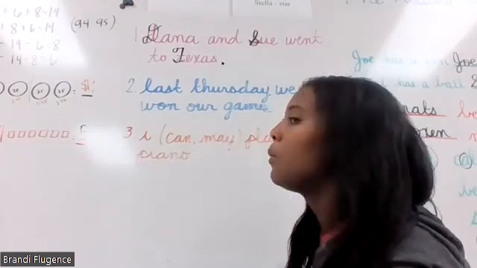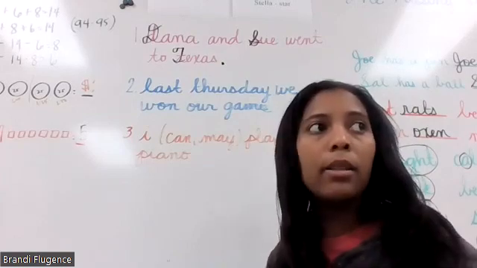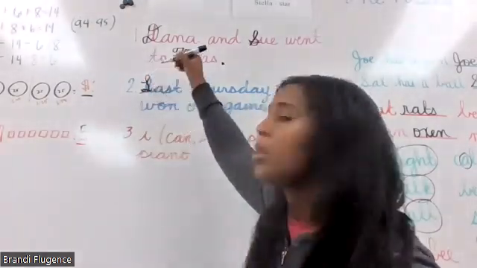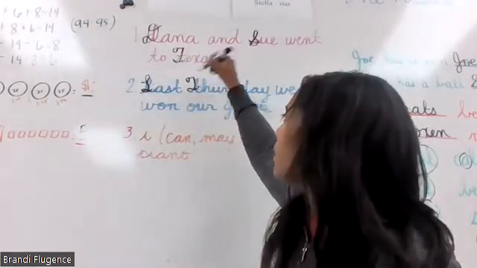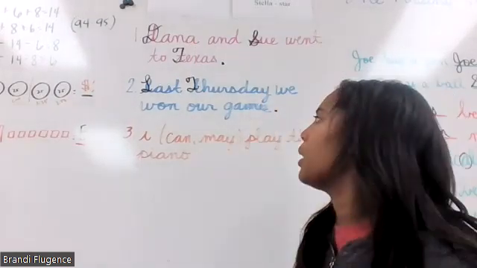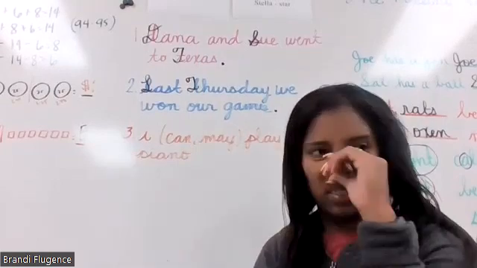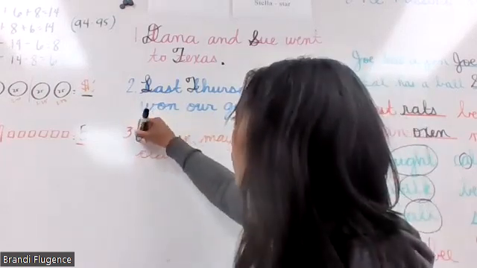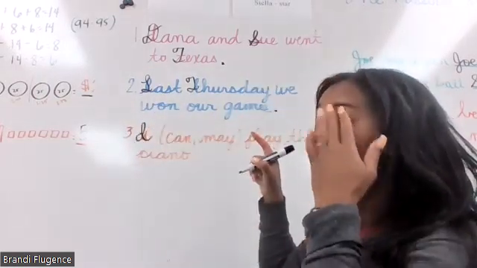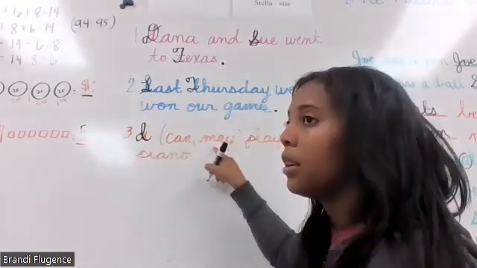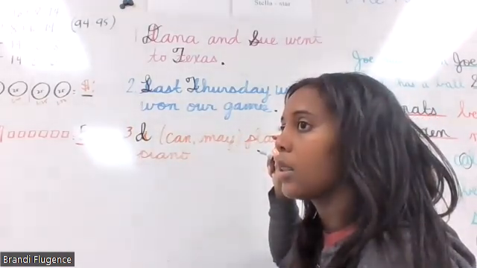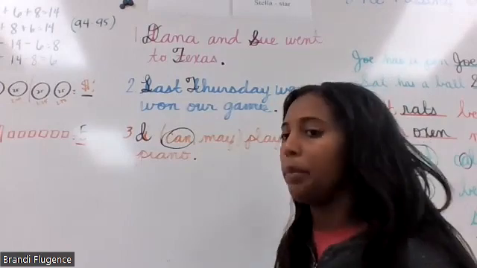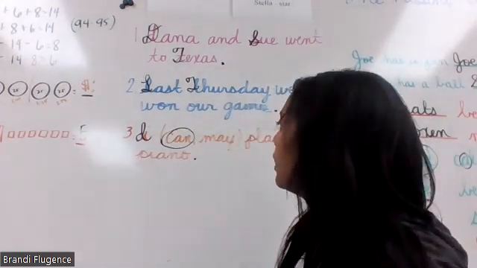Number 2, last Thursday we won our game. Carol, how would I write it correct? Capitalize the L in last. Capitalize T in Thursday. Period at the end. Number 3, I can or may play the piano. Capitalize first letter I. Can or may. I can play the piano. How do I finish it? Period. All right, awesome. All right, so that's your sentences.